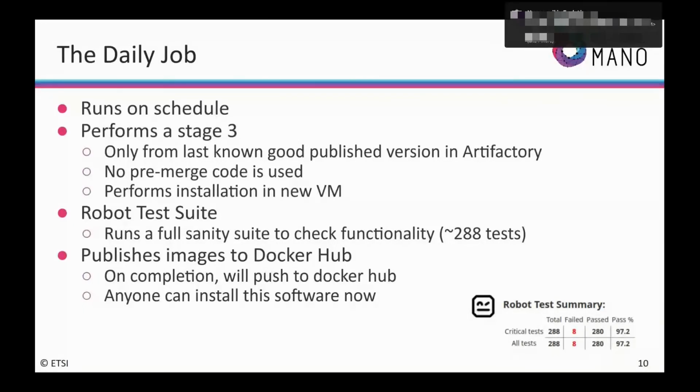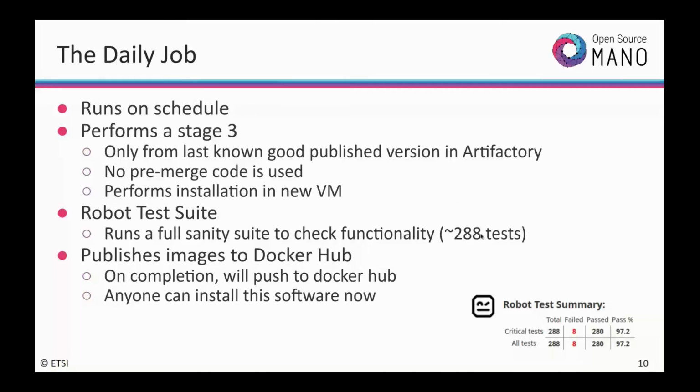So throughout the day, there may be several changes that happen, several stage 3s that run. Some of those changes are submitted, some of them not. Only the ones that are submitted get promoted to this last known good version. And that is what is consumed by the daily job. So once a day, the most recent good version of the software is all collected together. We install it in a new VM. We run a full sanity suite against it to check its functionality. In the main line of the code right now, we've got 288 tests.